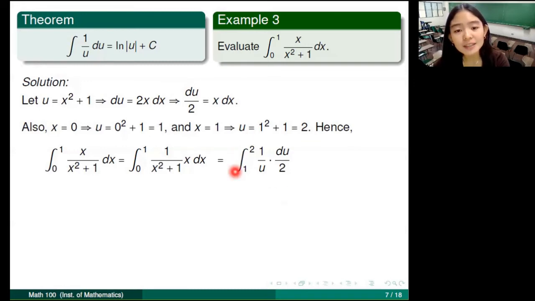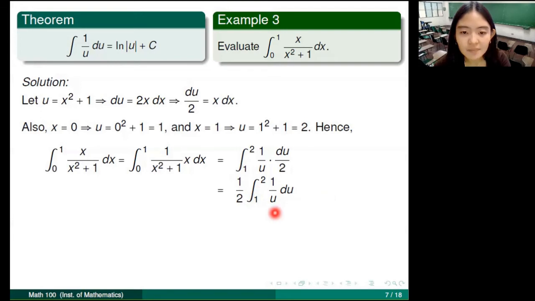So therefore, our integral is rewritten in terms of u na this time. Rewrite lang natin everything here. Yung mga pwedeng ilabas, si 1/2 ay pwedeng ilabas kasi constant lang siya. And dito na lang tayo mag-work kay 1 over u du. Siya ay magiging ln, absolute value of u. Here though, wala nang plus c.